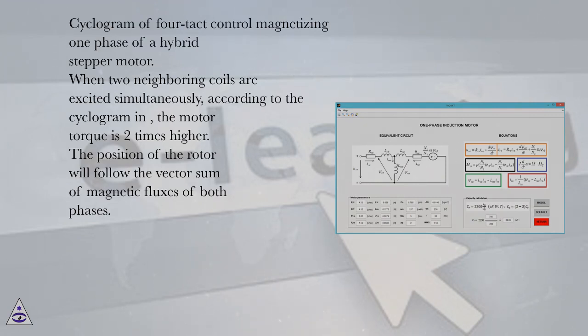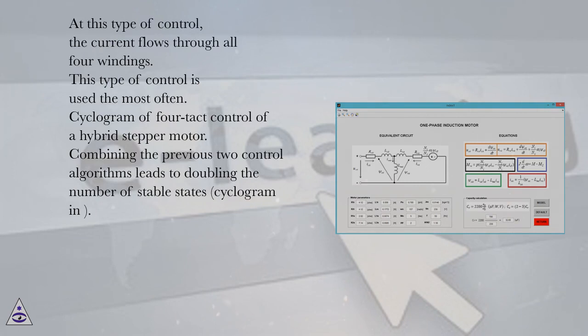When two neighboring coils are excited simultaneously, according to the cyclogram N, the motor torque is 2 times higher. The position of the rotor will follow the vector sum of magnetic fluxes of both phases. At this type of control, the current flows through all 4 windings. This type of control is used the most often. Cyclogram of 4-tacked control of a hybrid stepper motor.